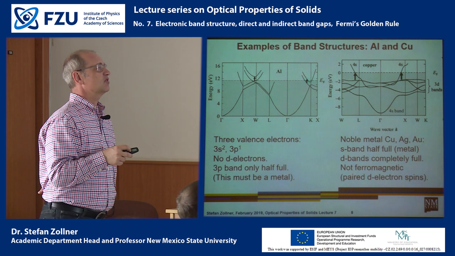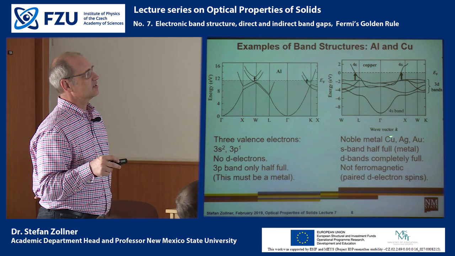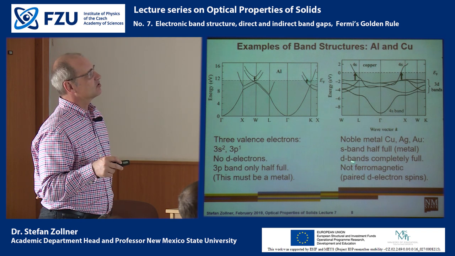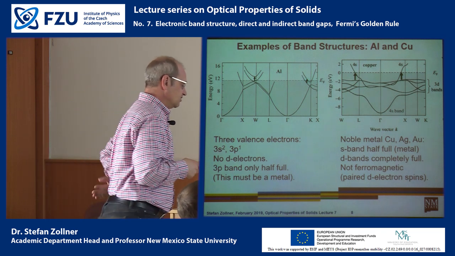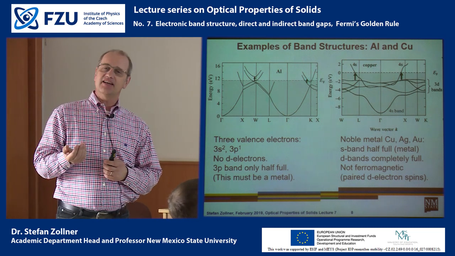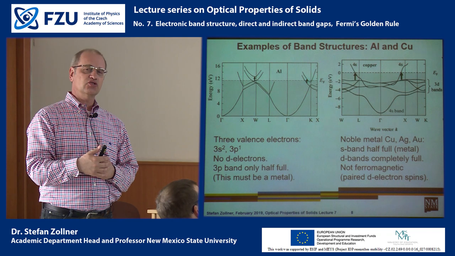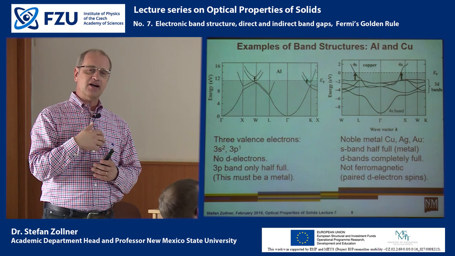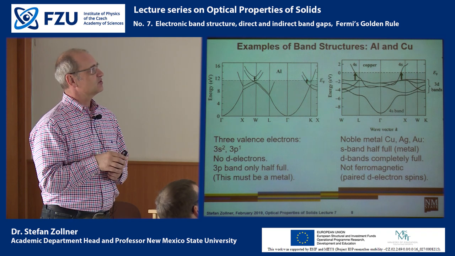Copper is similar to some extent. The noble metals, copper, silver, and gold, we already talked about what makes them noble. They're called noble metals because the d bands are completely full. And the s and p electrons can move through the crystal, but the d bands, the d electrons, are closer to the core, and therefore the d electrons cannot usually move. They're bound to the atom that they belong to. At least that's true to first order.